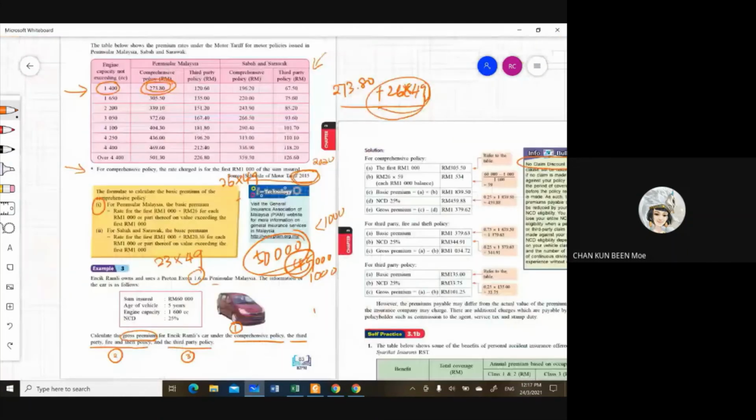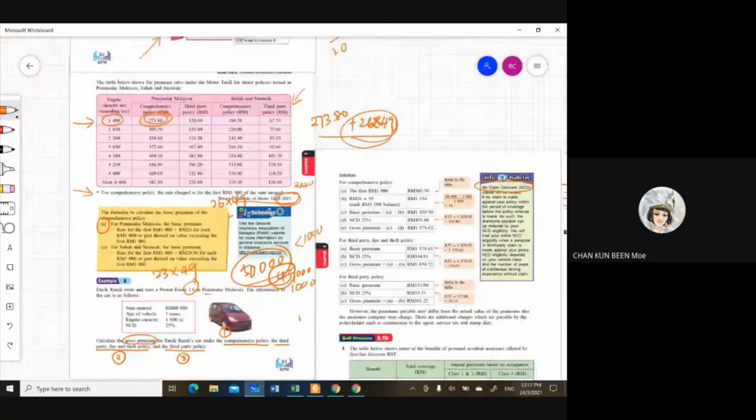Because his car is 1,600 cc, this one is the category, so you have to refer to 1,600 cc over here. Look at the rest. Then he drives in Peninsula Malaysia, so under the comprehensive policy, it is 305.5. Okay, so with the sum insured of 60,000, you can see the solution given.